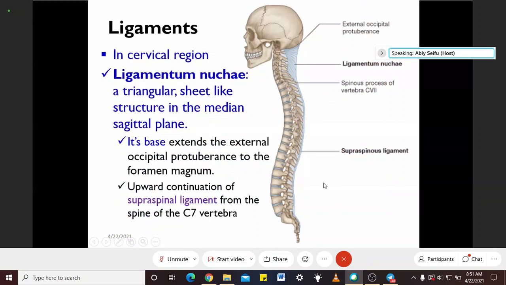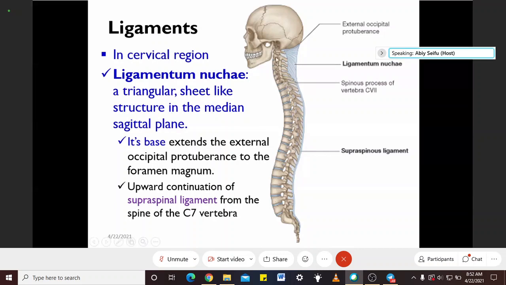Now superiorly in the neck region, the supraspinous ligament, starting from C7, extends up to the base of the cranium, specifically from the external occipital protuberance here up to the margins of the foramen magnum, which gives an attachment site for the base of the ligamentum nuchae. This is a triangular sheet-like membrane which extends from the base of the cranium to the apex of the C7 spinous process, and attaches on the tips of the spinous processes of the cervical vertebrae. This one is a strong ligament, which also prevents excessive flexion.